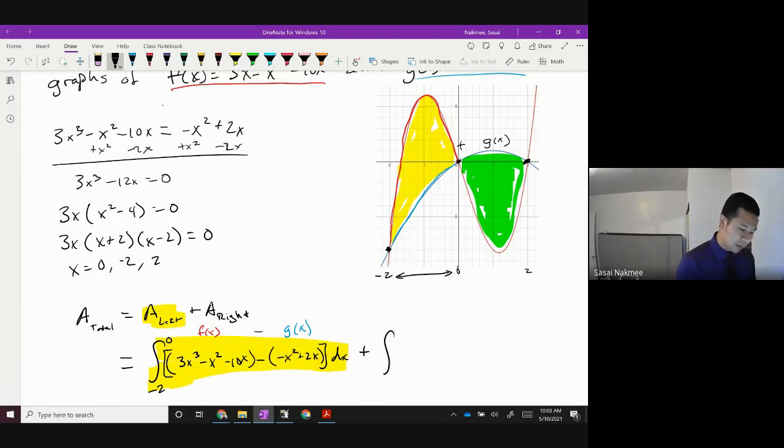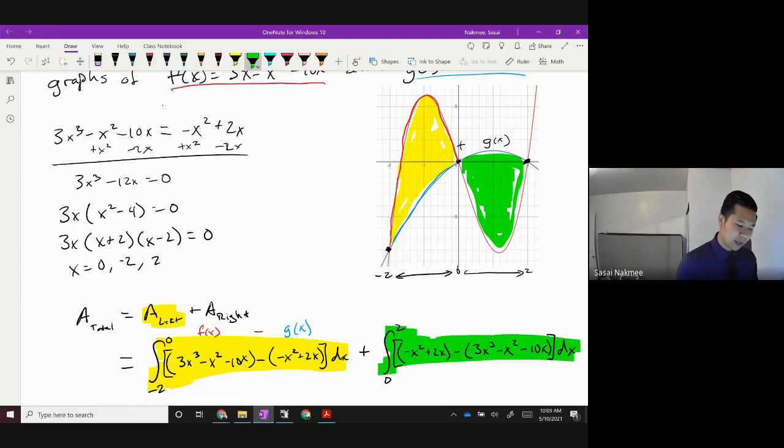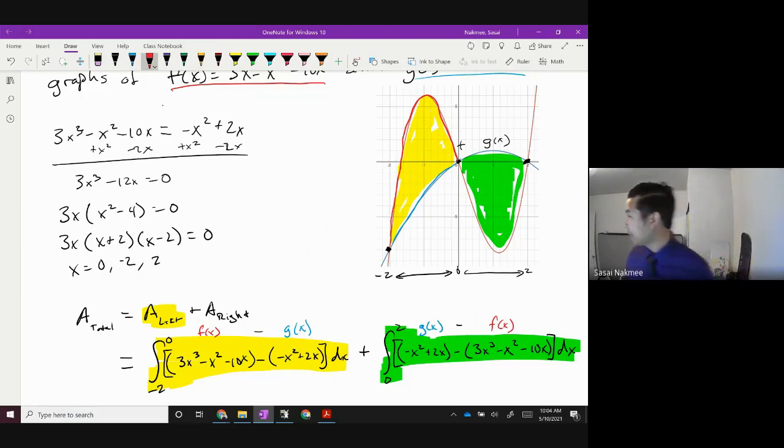The other area is going from 0 to 2. That's where the last region is. The top function there is going to be the g of x function, which is -x squared plus 2x, minus f of x, which is 3x cubed minus x squared minus 10x. This whole thing, of course, dx. This is going to represent that whole region to the right there. Again, pay attention: this is just g of x minus f of x.